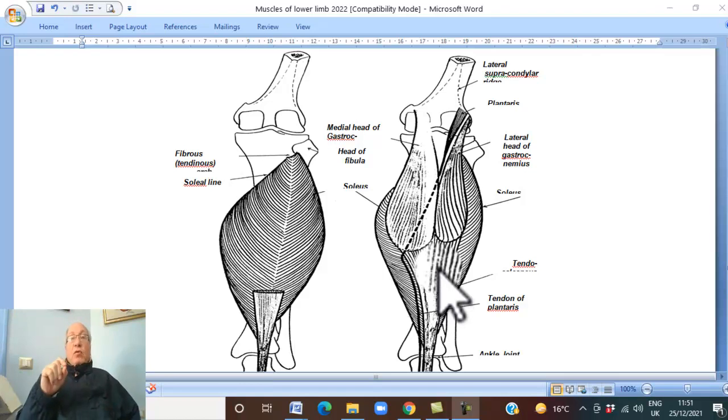Muscles of the back of the leg. The muscles of the back of the leg are divided into a superficial group and a deep group. The superficial group includes two muscles.